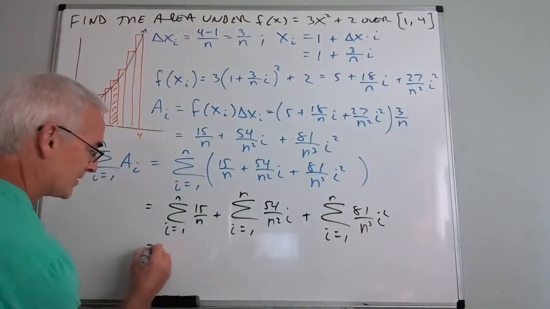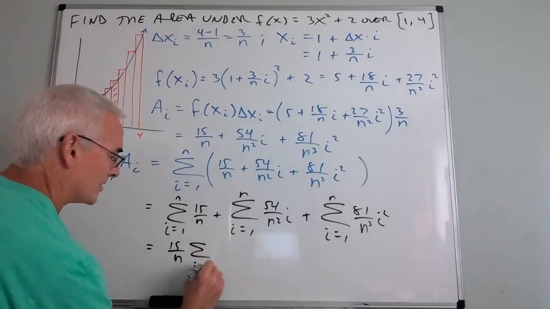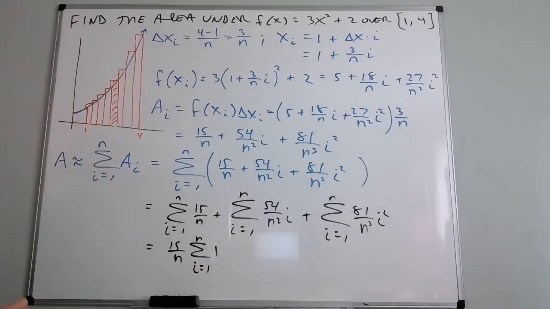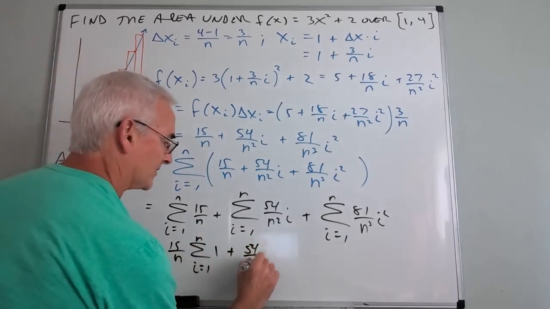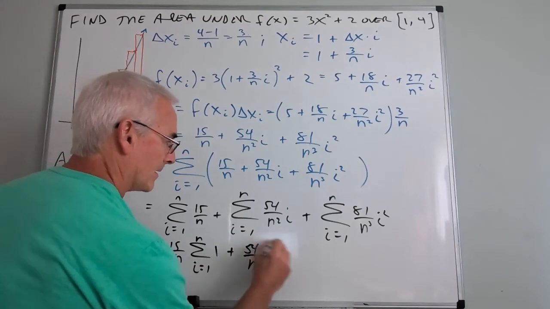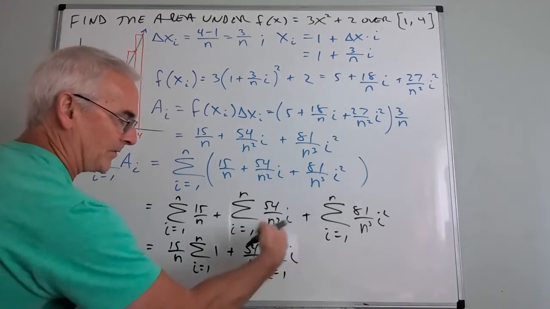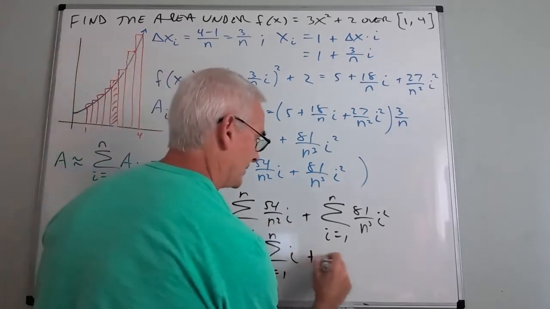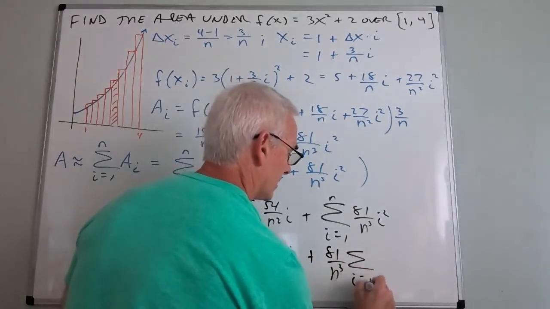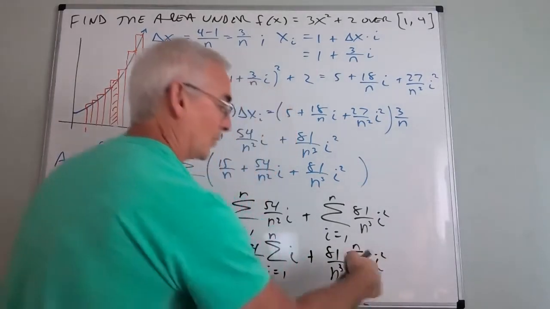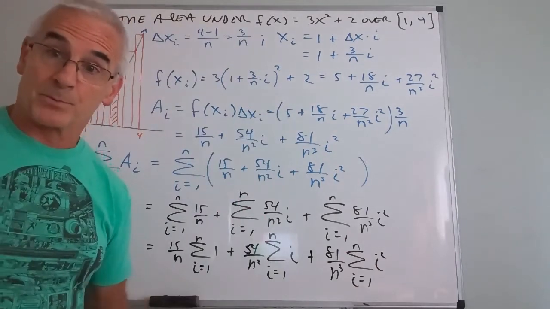Meaning this is equal to 15 over n times the sum from i equals 1 to n of the number 1. We have a formula for that. This would be 54 over n squared times the sum of i. We have a formula for that. And this would be 81 over n cubed times the sum of i squared. We have a formula for that. Now I can use the summation formulas I presented earlier.